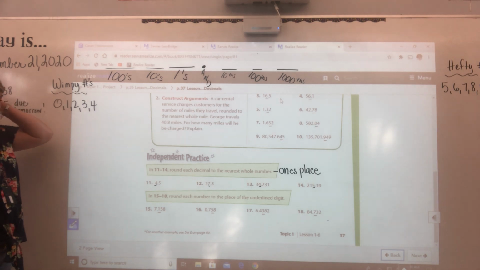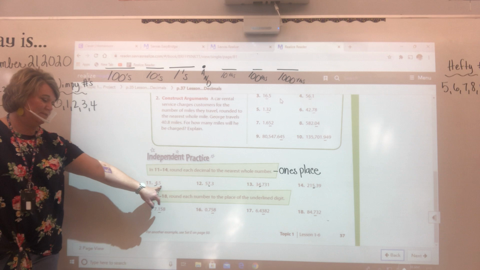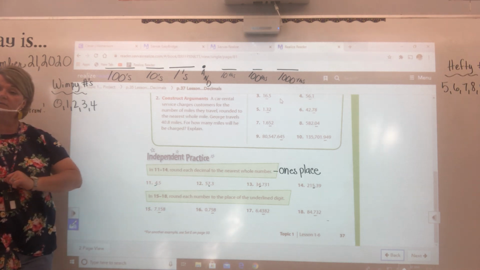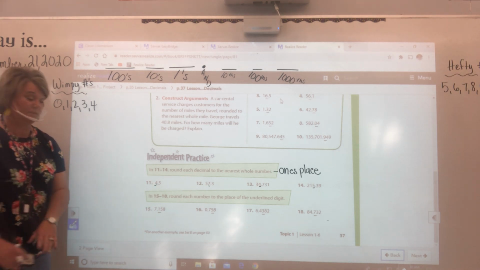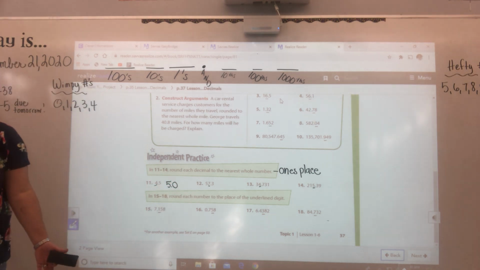So let's see, Luke, we'll start with you. Look next door. Does the 5 have enough power to push that 4 over? Yep. So what's our new number then? 5.0. Yes, 5.0 or just plain 5 if you want it to be.